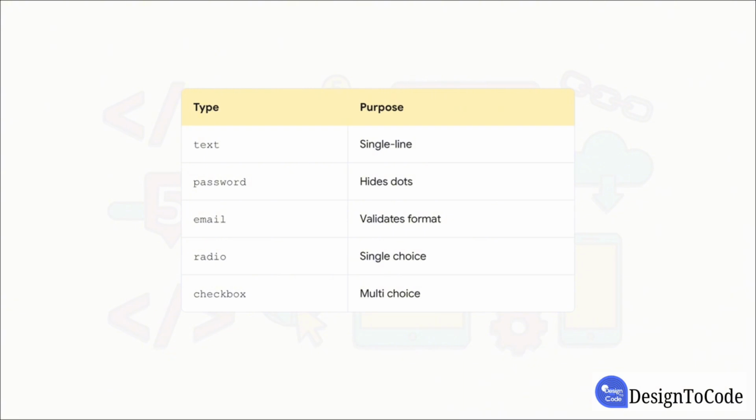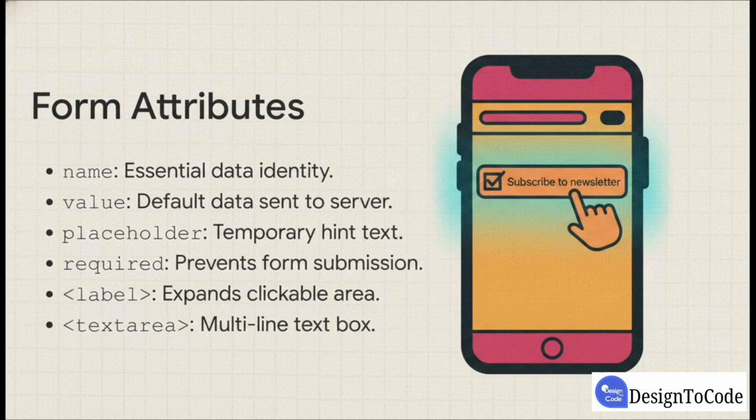For multiple choice situations, keep in mind that radio buttons force the user to make a single choice. Just make sure they share the same name attribute, while checkboxes allow users to select as many options as they want. To make your forms truly professional and accessible, you have to utilize a few essential attributes. The name attribute is critical.